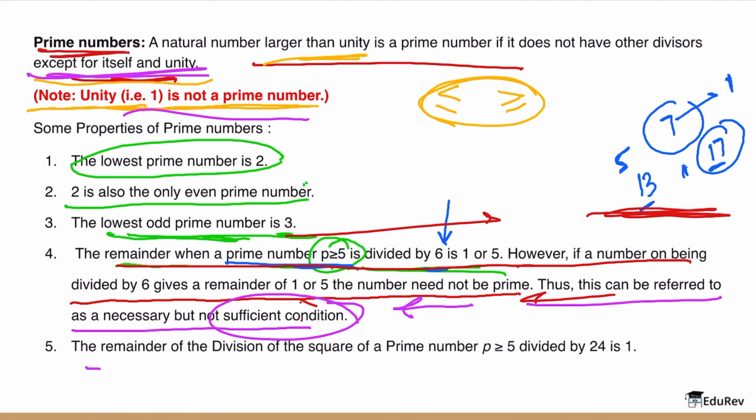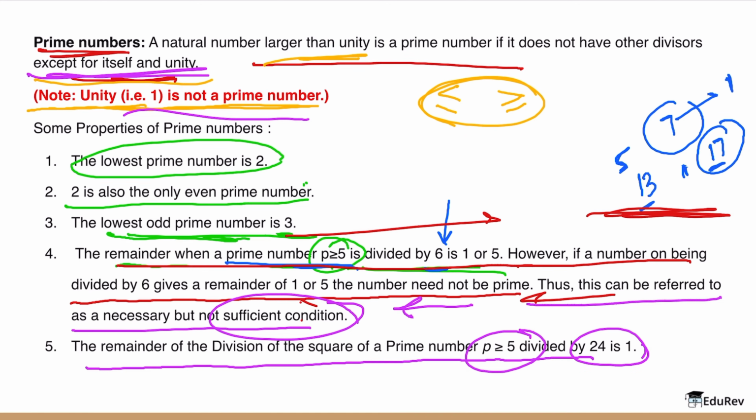Next is the remainder of the division of the square of a prime number which is greater than 5 divided by 24 is 1. So what it's trying to say is that if there is any prime number which is squared and divided by 24, then the remainder of that division is 1. Basically, the remainder of the division of the square of a prime number. For example, there is any prime number p, and p has to be greater than or equal to 5, right?